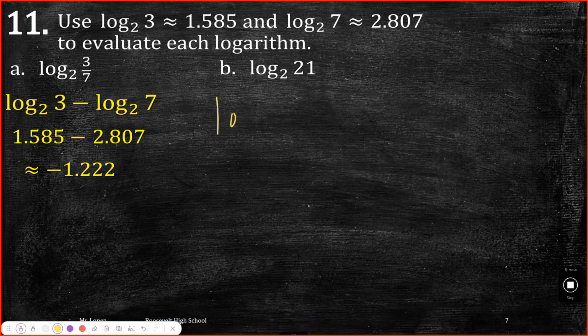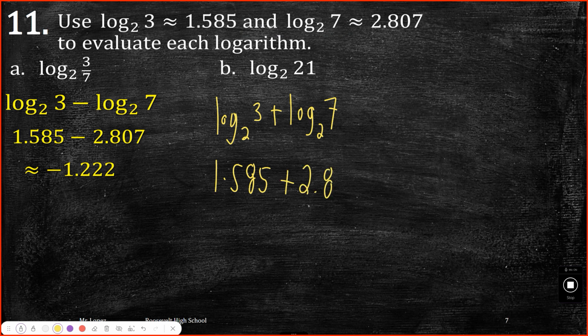Log base 2 of what? 3. What do I put after? Plus what? Log base 2 of? Yes. So log base 2 of 3 plus log base 2 of 7, that is good. And then we can just plug in what we know. Log base 2 of 3 is 1.585. And log base 2 of 7 is about 2.807. And add them up is like 4 point something.